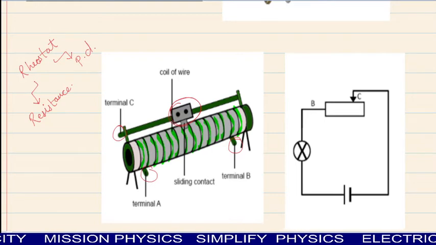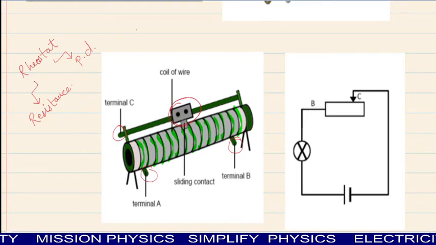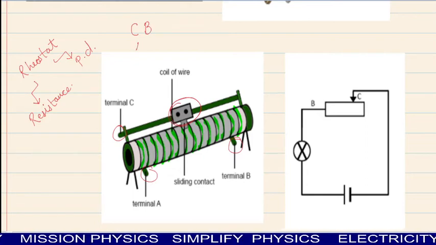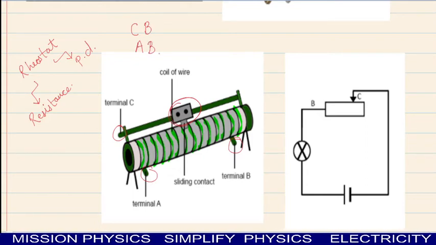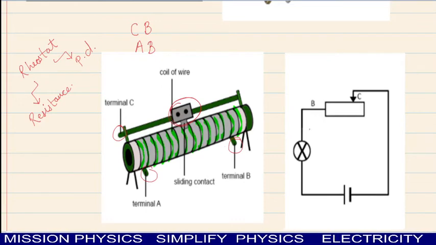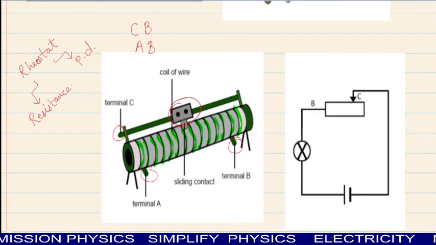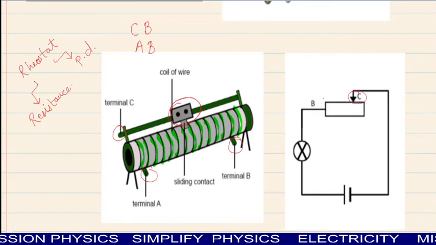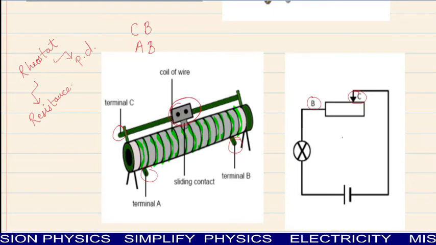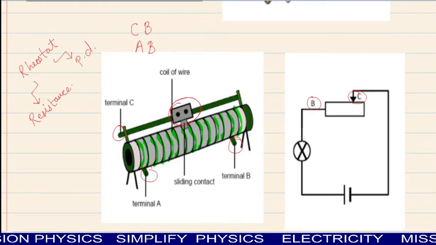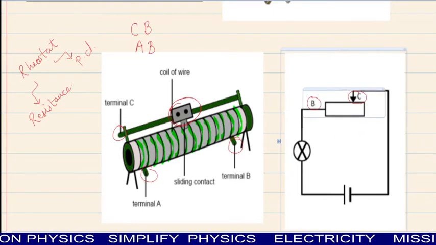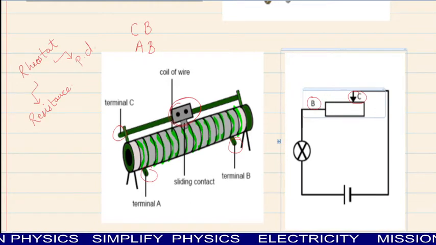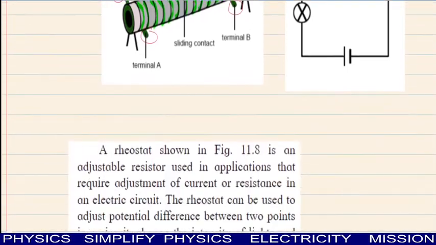Either you can use the pair of terminal C and terminal B, or you can use terminal A and terminal B. So over here we can see that terminal C and terminal B are used. Check this, C and B are used here, and in this case the rheostat is used as a resistance changing device. ठीक, अब हम इसकी theory पढ़ लेते हैं.